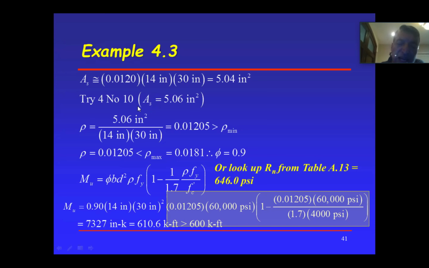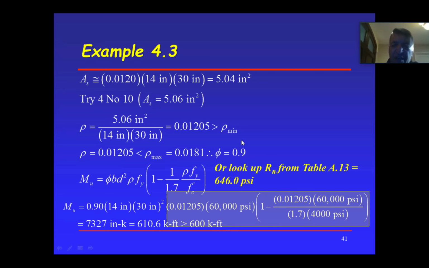With 5.06, rho equals As over bd: 5.06 over 14 times 30, which is 0.01205. See that? Because I upped it a little bit. Why did I do that? Because there's no way I'm going to go to the table and find exactly that number. I'm going to find something close to it, equal or higher, of course.